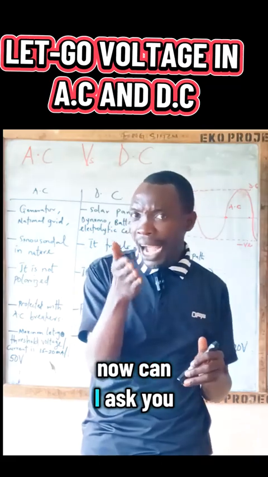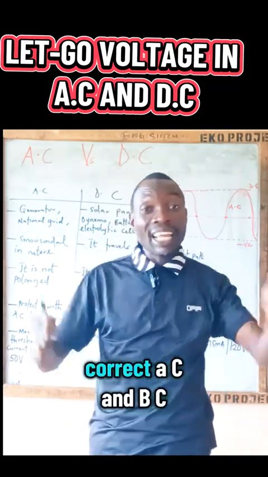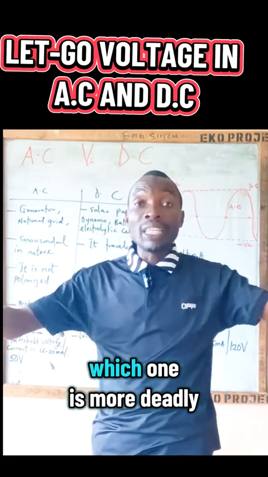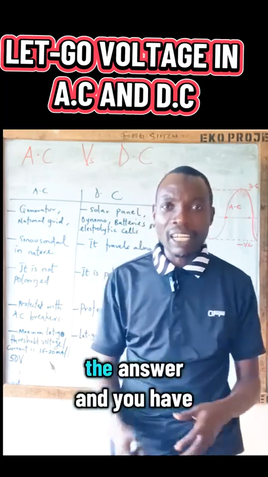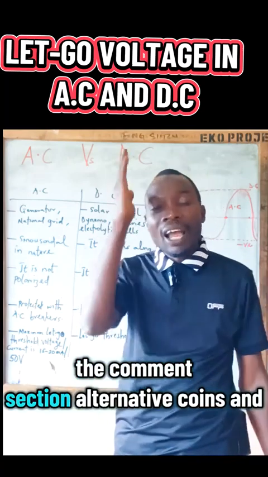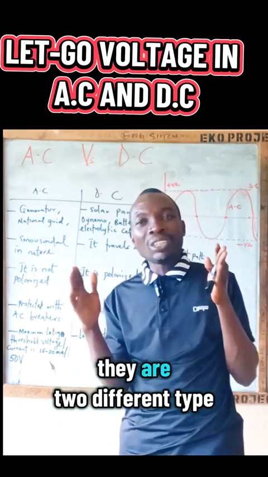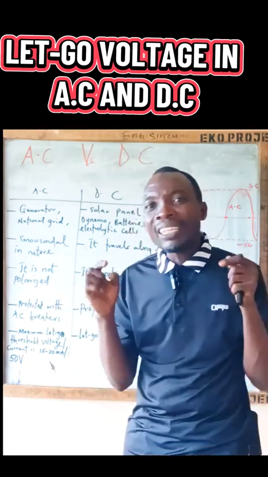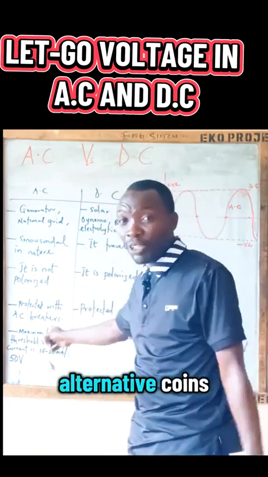Now, can I ask you, between alternating current and direct current, AC and DC, which one is more deadly? You want to answer me? So let me just give the answer. And if you have any contribution, you can put it in the comment section. Alternating current and direct current are two different types of currents, and the severity of direct current is higher compared to alternating current.